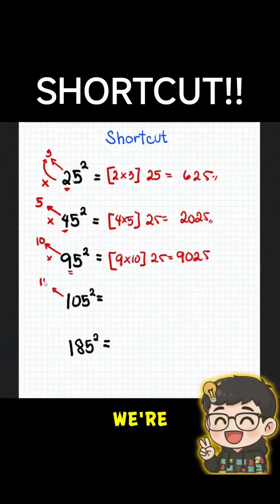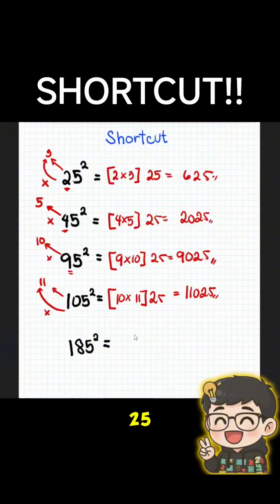So 10, we're gonna get the next number which is 11. We're gonna multiply that. So 10 times 11, and then our last numbers would be 25. So 10 times 11 would become 110. And our last digits would become 25.